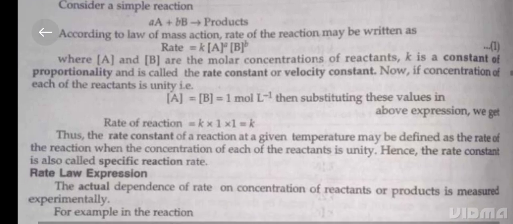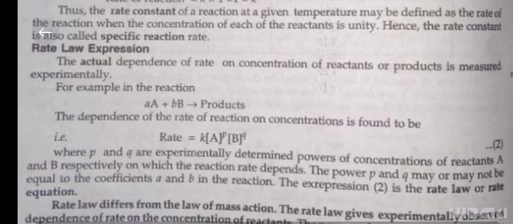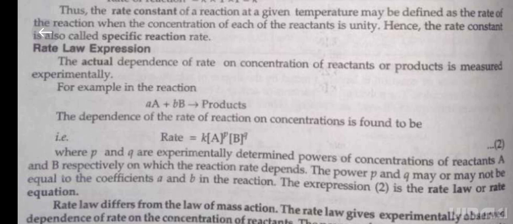Consider a simple reaction: small a A plus small b B gives products. According to the law of mass action, the rate of the reaction may be expressed as rate equals K [A]^a [B]^b, where [A] and [B] are the molar concentrations of reactants. K is a constant of proportionality and it is called the rate constant or velocity constant. Now, if the concentration of each of the reactants is unity, then the rate of reaction equals the rate constant. Thus, the rate constant of a reaction at a given temperature may be defined as the rate of a reaction when the concentration of each of the reactants is unity. Hence, the rate constant is also called the specific reaction rate.